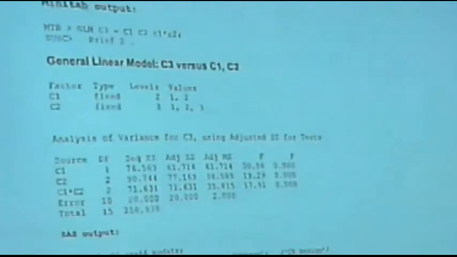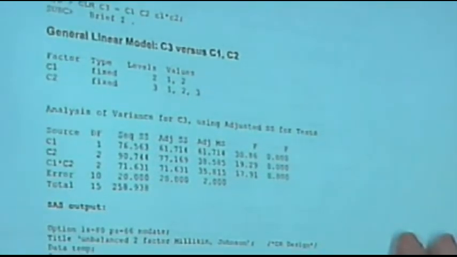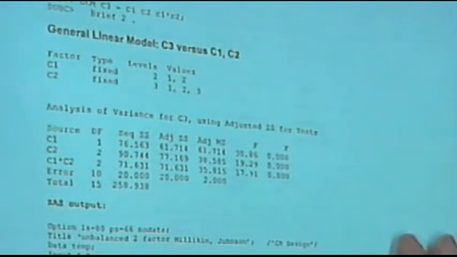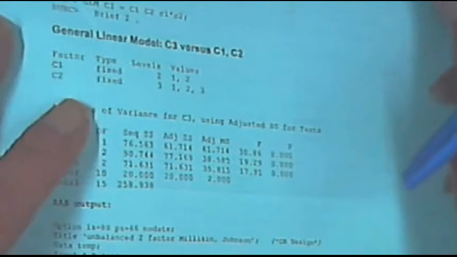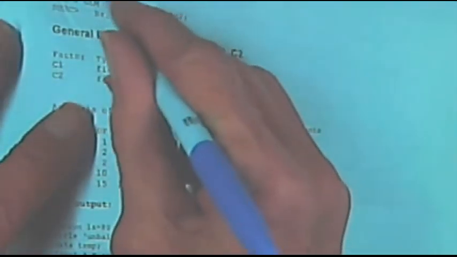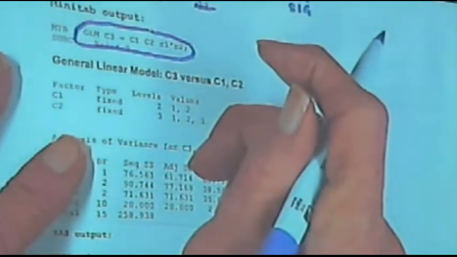But as you can see, how do I analyze the data with unbalanced sample sizes in Minitab? It's very, very simple to do with the GLM command. Okay.